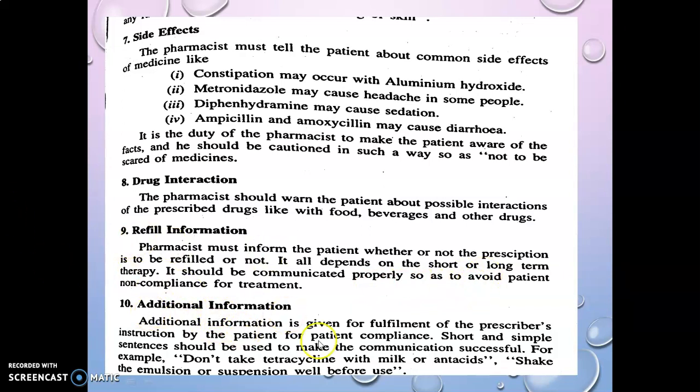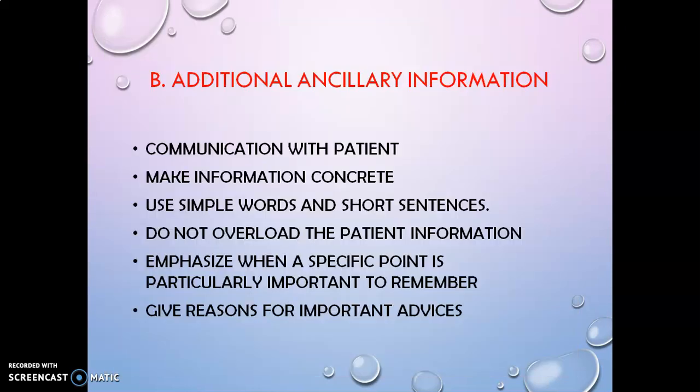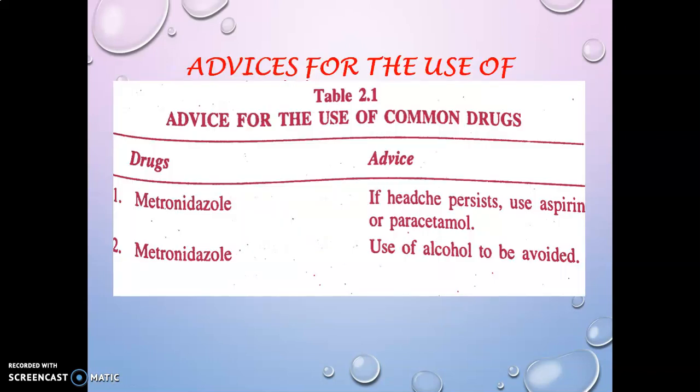Additional information. It is given for the fulfillment of the prescriber's instructions by the patient, for patient compliance. Short and simple sentences should be used to make the communication successful. For example, don't take tetracycline with milk or antacid, or shake the emulsion or suspension well before use. Additional and ancillary information: communicate with the patient, use simple words, do not overload the patient, and give reasons. These are the advice for the use of common drugs.